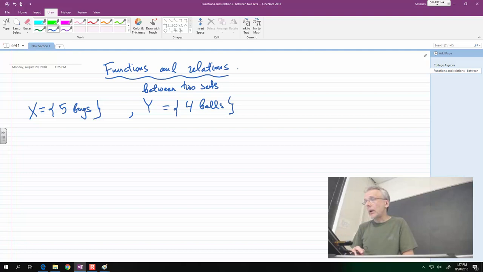But functions and relations is what we are interested in, and the idea is the relation between the two sets, and then what is the relation between boys and balls? Some of them will be playing with some of the balls. Okay, so let me try to make that picture for you.